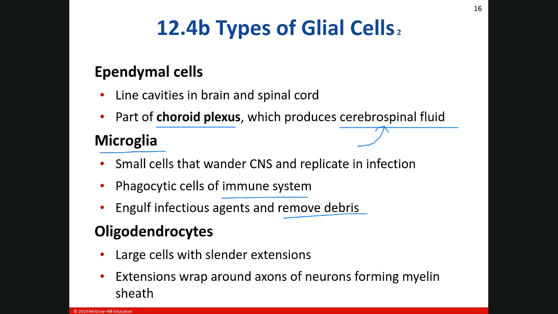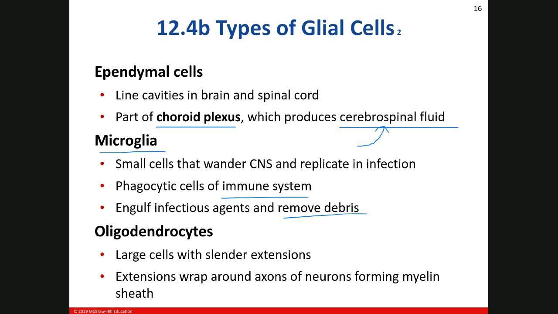The oligodendrocytes, we didn't get a chance to talk about the peripheral nervous system cell, but you have myelin, all right? Myelin is a fatty sheath that covers these neurons. In the peripheral nervous system, the cell that produces myelin is called the Schwann cell, but in the central nervous system, we have the oligodendrocyte.